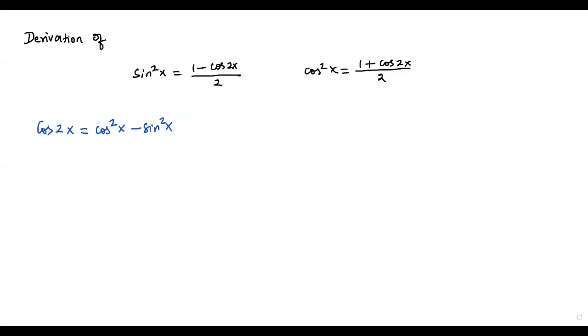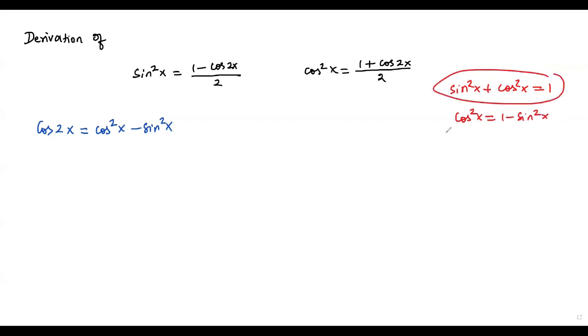Now let me consider the Pythagorean identity in trigonometry, that is sine square x positive cosine square x equals 1. In this Pythagorean identity, if I want to solve for cosine square x, what should I do? I have to subtract sine square x from both sides. Then I'm getting cosine square x equals 1 negative sine square x. In the same identity, if I want to solve for sine square x, I have to subtract cosine square x from both sides. So when I do that, I'm getting sine square x equals 1 negative cosine square x.